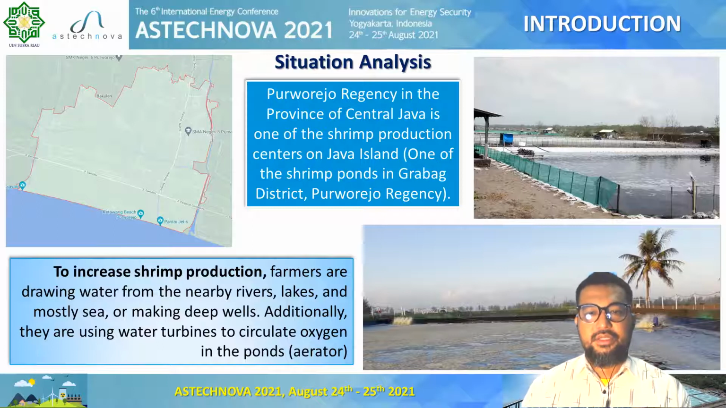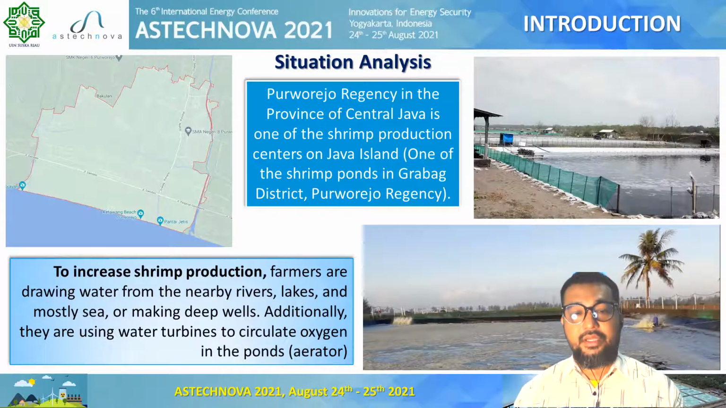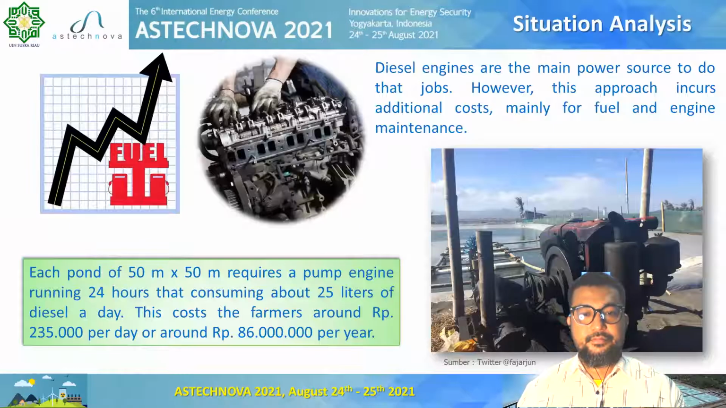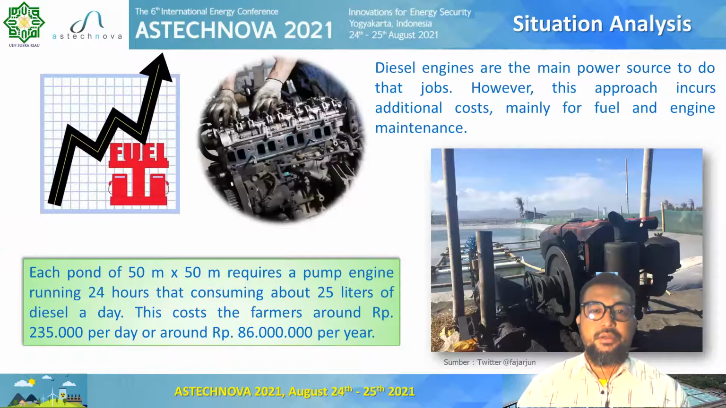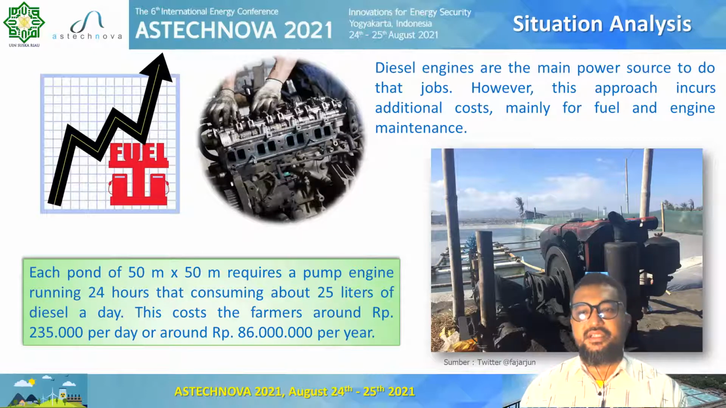In traditional ponds, this water circulation process relies entirely on the tides of seawater. Now they use water pumps or tools to bring seawater into the ponds. Additionally, they use water turbines to circulate oxygen in the ponds. They're called aerators. So, for pond water circulation and oxygen circulation using aerators, diesel engines are the main power source to do those jobs. Besides the fuel costs, there are additional costs for maintenance, such as replacing engine components, changing oil, and routine checks.